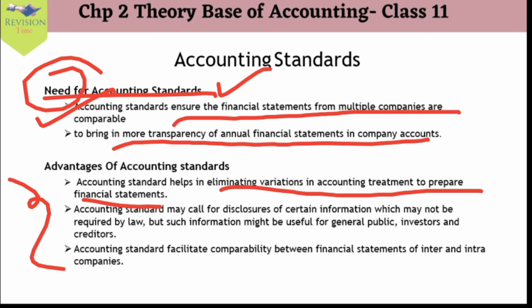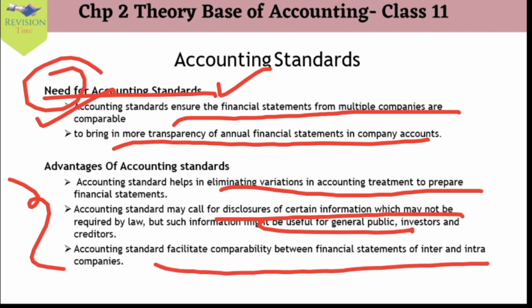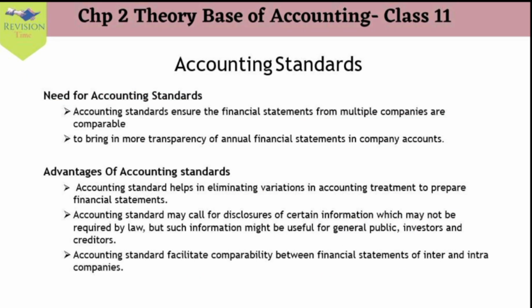Next, accounting standards may call for disclosure of certain information which may not be required by law, but such information might be useful for the general public, investors and creditors. With the help of accounting standards, a business can disclose all the important information which is necessary for the general public, the investors and those who are taking an interest in the company. Next, accounting standards facilitate comparability between financial statements of inter and intra-firm companies.